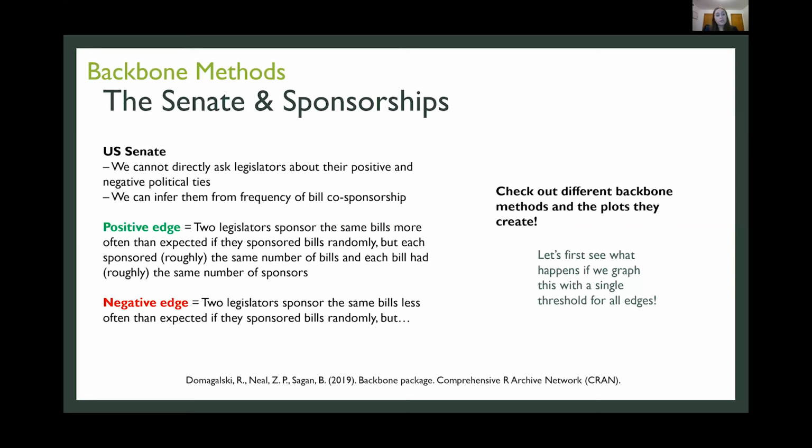So I'm going to show you 3 different backbone methods, and we're going to look at the plots that they create when we graph them, and we can see if the backbone methods are actually giving us something more informative than if we just chose a single threshold. So first, let's take a look at what happens if we just chose every pair of senators that sponsor at least 1 bill together gets a positive edge.